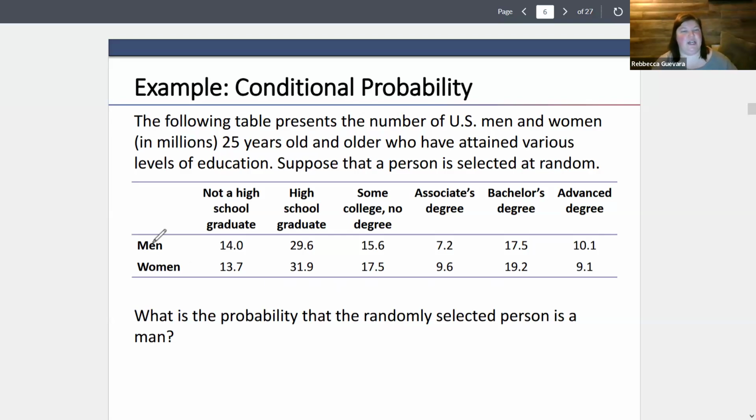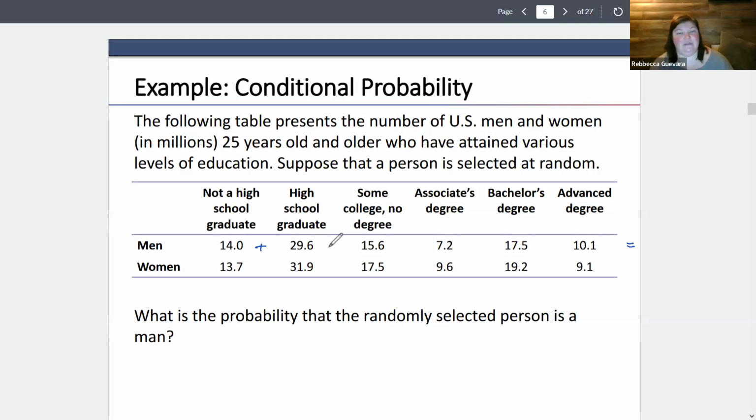So you'll get these charts a lot. And this is telling me that I have 14 million men who are 25 years and older who have not graduated high school. Here I have 7.2 million men who are 25 and older who have attained associate's degrees. So remember, these are all in millions of men. So if I want to figure out the probability that a randomly selected person is a man, I need to know two things. I first need to know how many men there are.